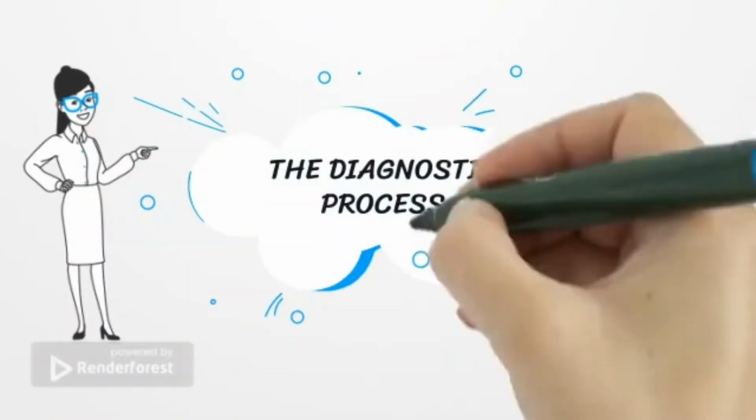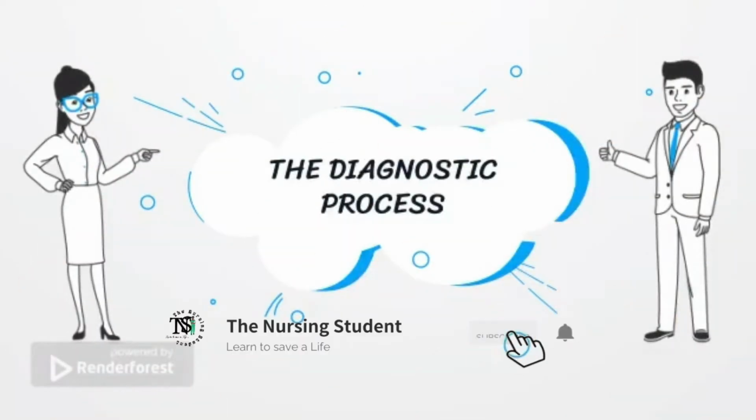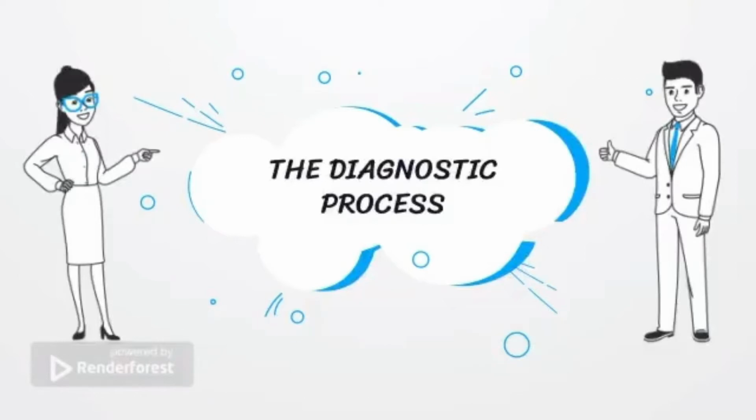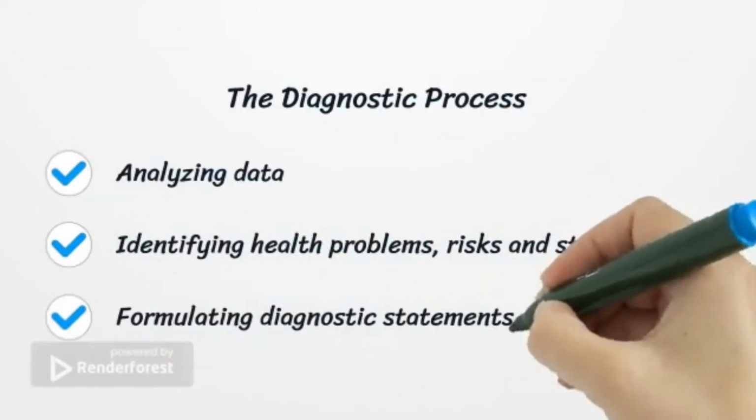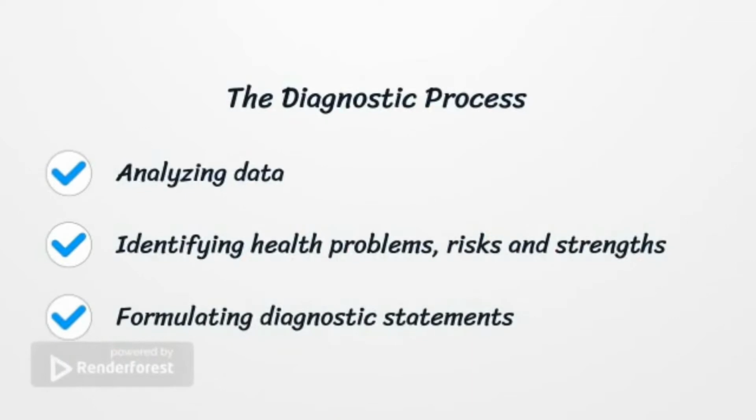All right, let's get started. So like we learned from the last video, the diagnostic process is the one process that nurses use in getting all the nursing diagnoses, okay? And the diagnostic process, as we said earlier, is a 3-step process, okay? The first step is the analyzation of data. The second one is identification of health problems, risks, and strengths. And then the last one is the formulation of the nursing diagnosis, where we're going to talk about the 2-part, the 3-part, and then the 1-part diagnostic statement.